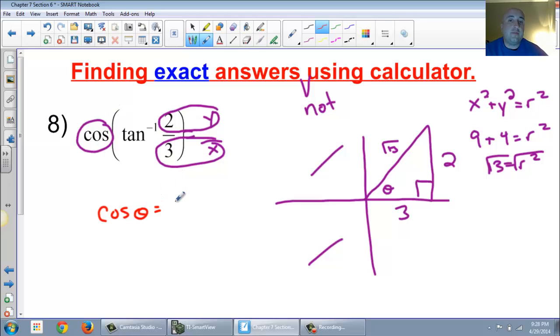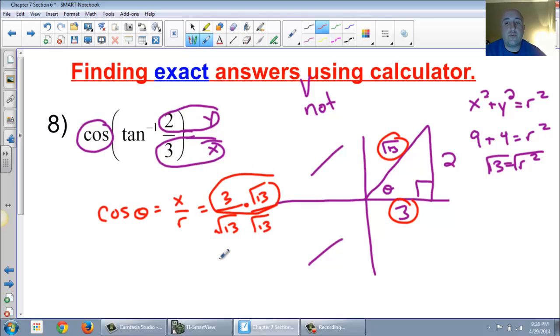of theta. Remember, cosine is x over r. So what's our x value? Our x value is 3. Our r value is square root of 13. And we have to get rid of that, so root 13 over root 13. On top I have 3 root 13, and on the bottom I have 13. So there is my exact answer, not using decimals.